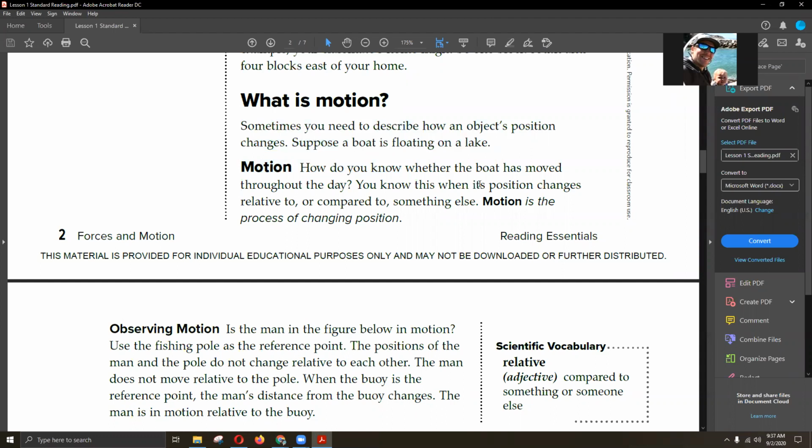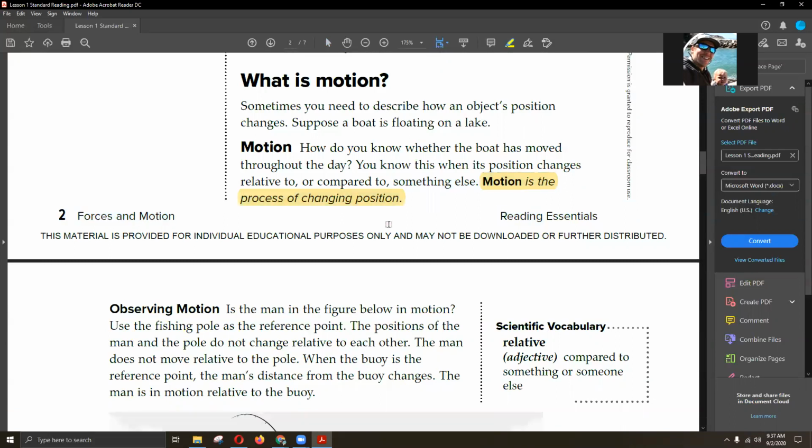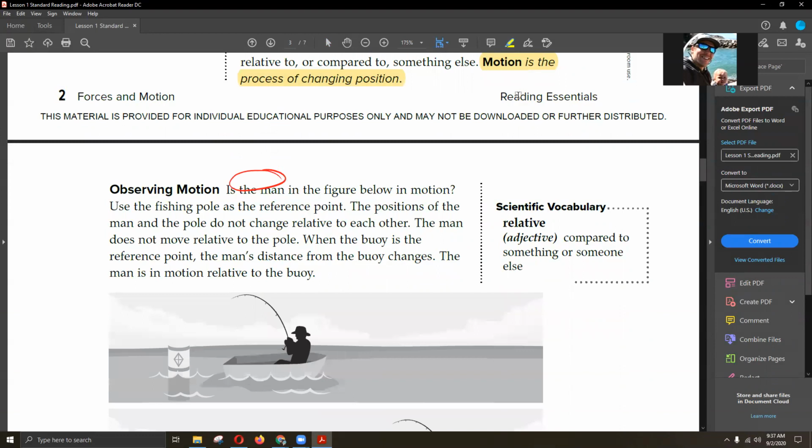You know when its position changes relative to or compared to something else. Motion is the process of changing positions. So it has to change compared to something else, relative to something else. The word relative here means compared to. We use that word a lot throughout the year. Relative means to compare to something else. So let's observe some motion.